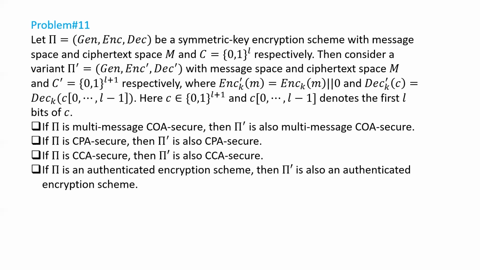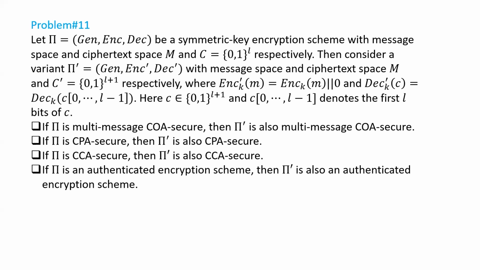So such multiple ciphertexts are seen by the adversary, and the last 0 is not helping the adversary gain any extra information about the underlying message M, because this finally boils down to the problem of multi-message COA security of the original scheme pi. Just ignoring the last 0, the adversary sees the corresponding multiple ciphertexts of the original scheme pi. So it does not get any extra information about the underlying message M by seeing one extra 0 at the end of the original ciphertext, right?